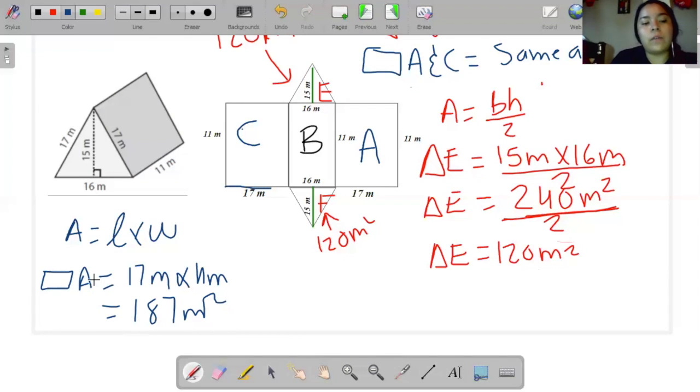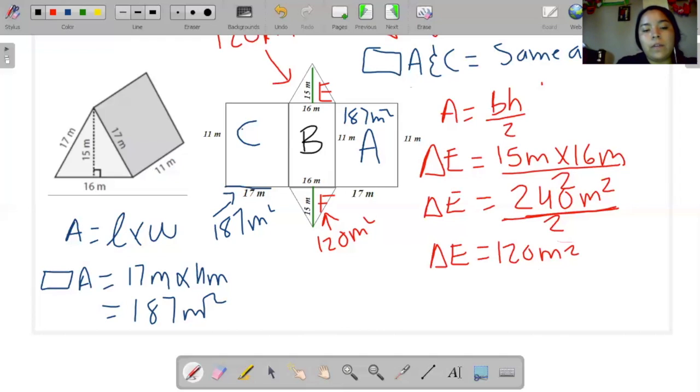So since rectangle A has an area of 187 meters square, and we know that A and C will have the same area, this means that rectangle C will also have an area of 187 meters square. So now we have to find the area of rectangle B because we don't have another shape that will have the same area as rectangle B.